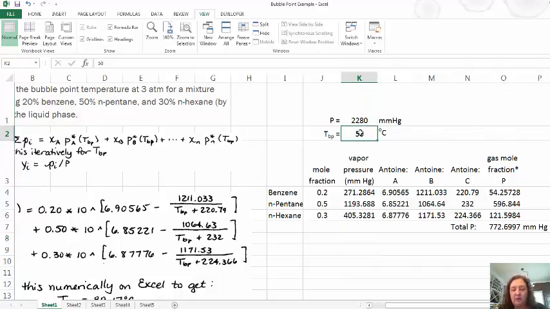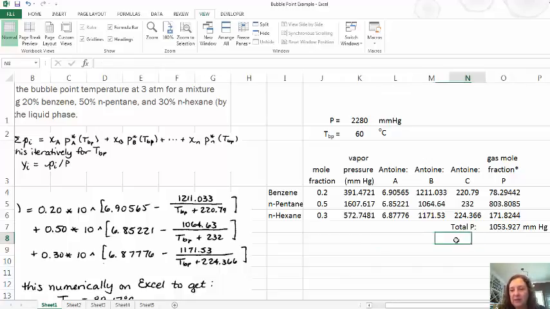Now, I could come in here and try some random guesses, and I might try going smaller, and I see it gets further from the correct answer, so I go larger. Oh, wow, I went a lot larger. I really meant to do 60 degrees C, not 6,000 or 600. I'm getting closer, but I don't want to have to play a guessing game. So, the key here is that I want to get Excel to do the work for me.